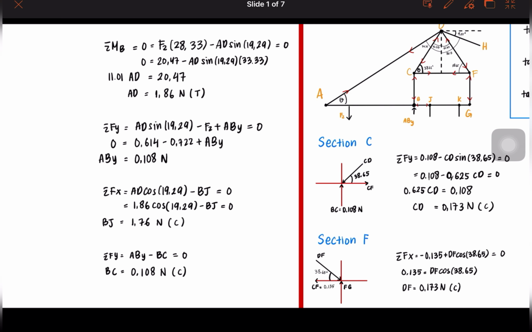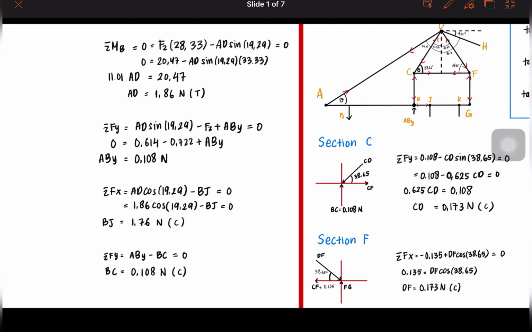Minus because, as I mentioned before, member CD is going downward and going to the left, which is going to the minus x-axis, so it becomes minus. Since we have known the CD force, we can multiply by the cos angle. We got 0.135, and with that, CF is 0.135 Newton. Tension, because it's going away from the pin C.